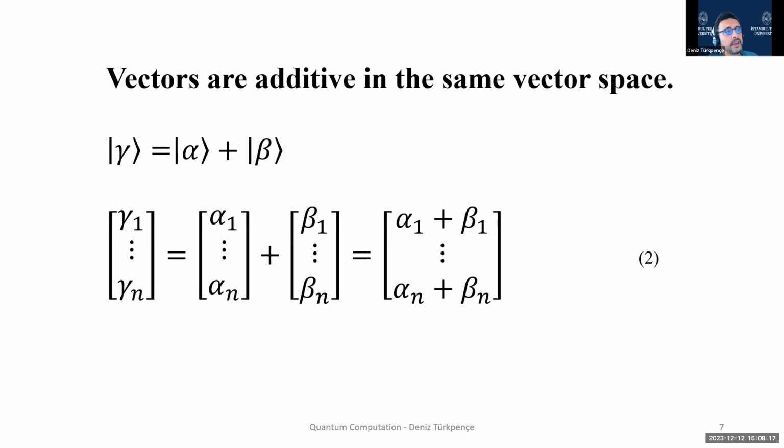We know that vectors are additive in the same vector space, which means that we can add or subtract these vectors. It has the same rules as adding or subtracting column vectors or column matrices.